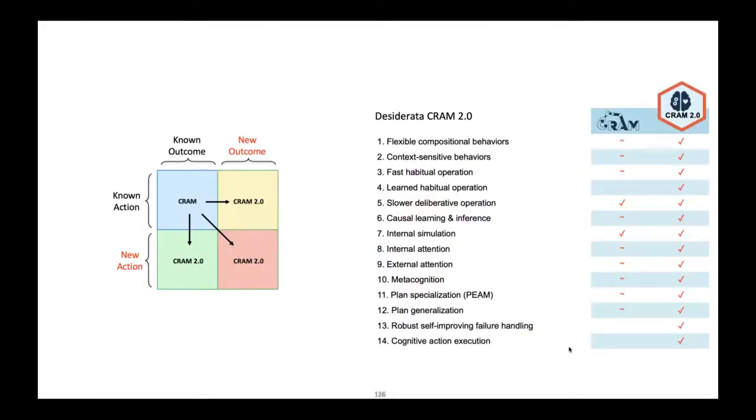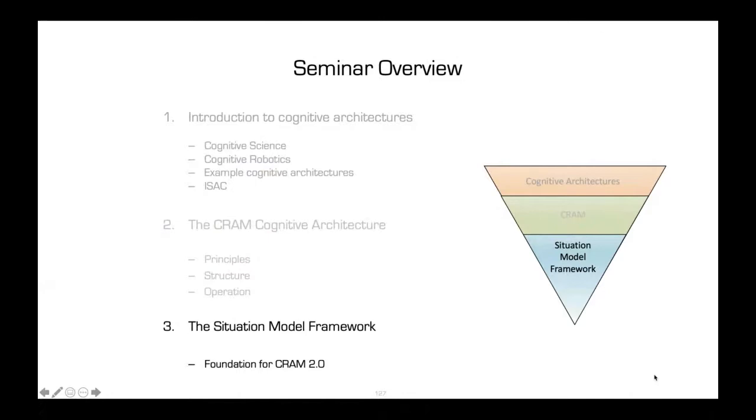And we can do parts of it today. These are all the different things you would need in order to be able to accomplish these different forms of new outcome and new actions. And so that's where we'll be going over the next few years with CRAM. So how are we going to get there?